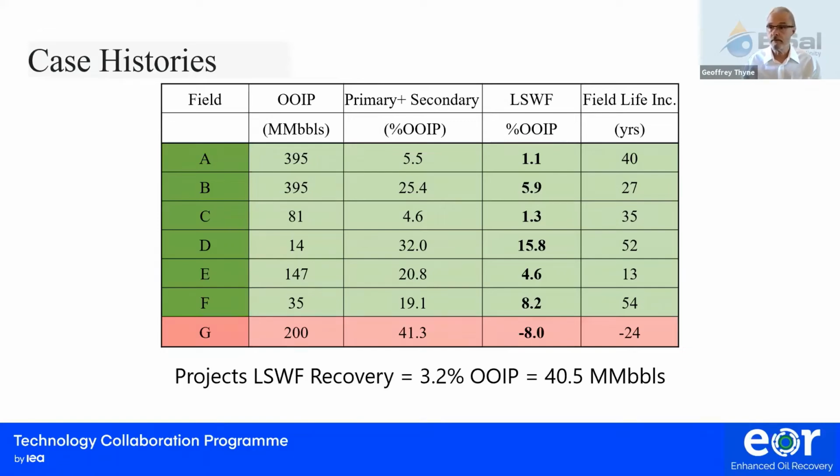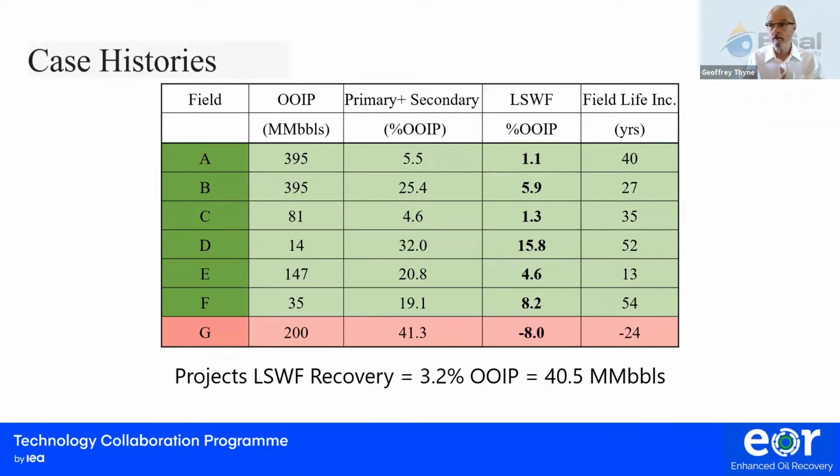So let's look at some of the results. What we see here, I've labeled the fields, sanitized this a little bit as you might expect, A, B, C, D, E, F, G. The green fields were the ones that showed a positive result of some level, and the red field, it's very interesting, showed damage. We actually made the production worse by using low salinity water in this one field, and we'll see in more detail how that worked. What I want you to really look at here is the primary plus secondary recovery.